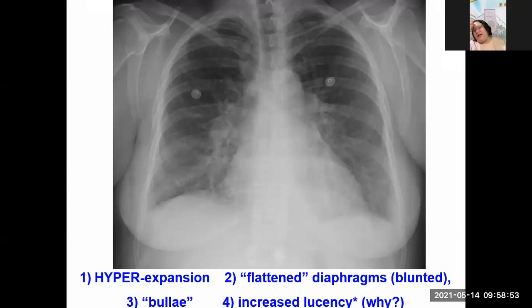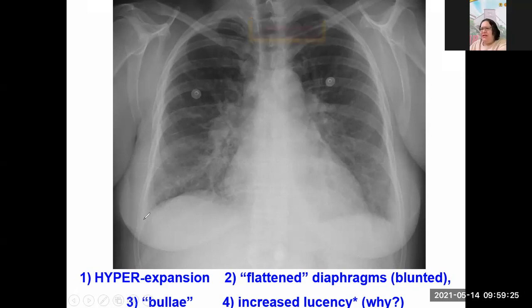So we're looking now at an X-ray of a COPD patient. Usually in patients, you will have hyperexpansion of the lung, and this will have a blunted or flattened hemidiaphragm.